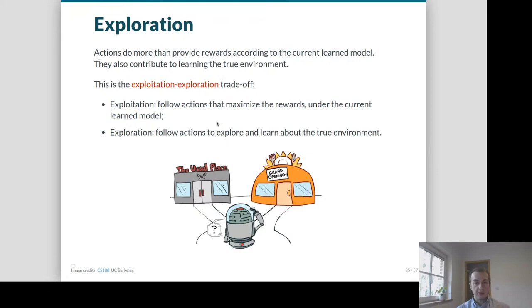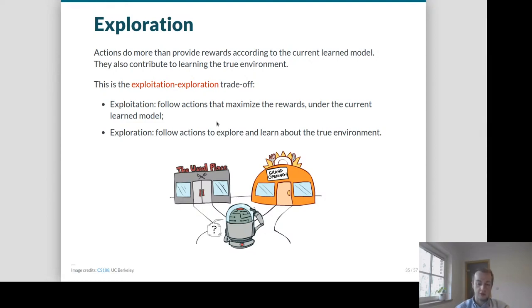And so this is precisely the exploitation-exploration dilemma that I was mentioning before, which also happened with the chicken experiment. So what we can also say is that actions will do more than just provide rewards according to the current learned model. They also contribute indirectly to learning the true environment, right?